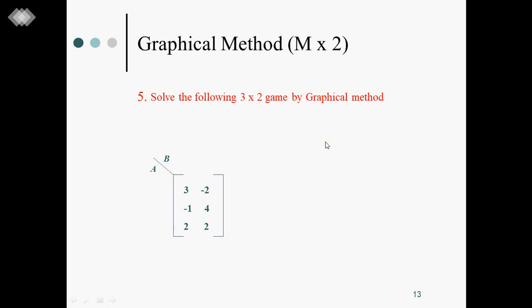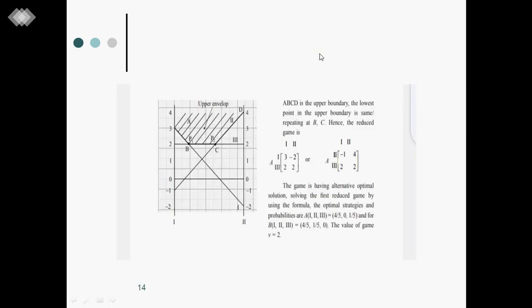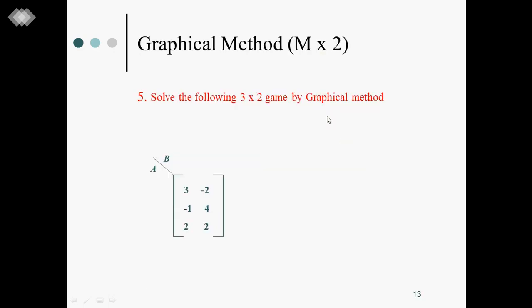Now the other type: solve the following 3 by 2 game by the graphical method. The row player has 3 strategies, whereas the column player has only 2 strategies. This is a 3 by 2, or in general m by 2, game. Drawing the graph is the same whether it is a 2 by n game or an m by 2 game; there is no variation in the procedure of drawing the graph.